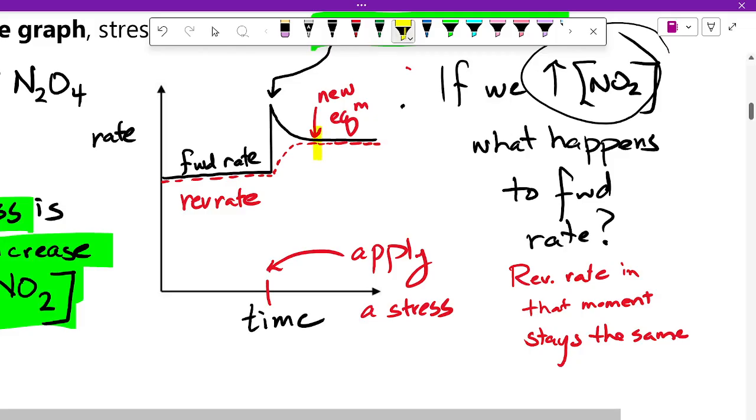So our new equilibrium is here. This over here is our old equilibrium. What's happening in between the old equilibrium and the new equilibrium? What do we say is happening? That area is not at equilibrium. That system is under stress. And when it is under stress, what does it do? It shifts. So this area right in here, it's shifting.